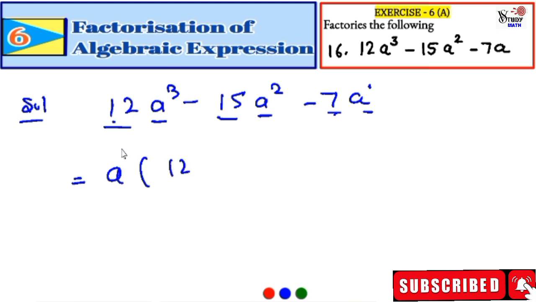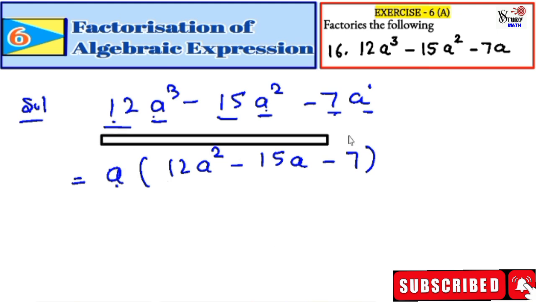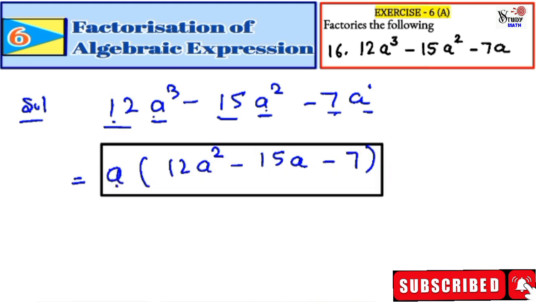So 12, when a divides a to the power 3, we have a to the power 2. When a to the power 1 divides a to the power 2, we have a. When a to the power 1 divides a to the power 1, we have only 1. Because 7 is there, 7 comes out. And this is the final answer of this problem, my dear students.